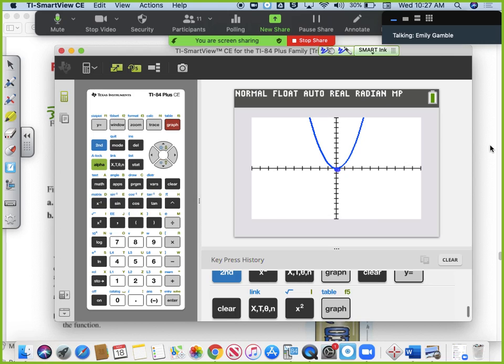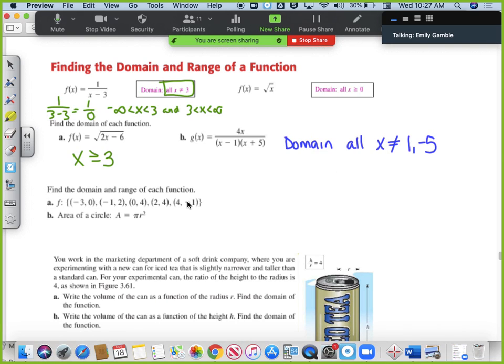I don't know why these examples don't say domain and range, and then these two do. So we'll talk about domain and range in these two, finding the domain and range of these two functions. Letter A is the easiest type of example because letter A only lists ordered pairs. If you have a list of ordered pairs, this is the easiest thing to do.